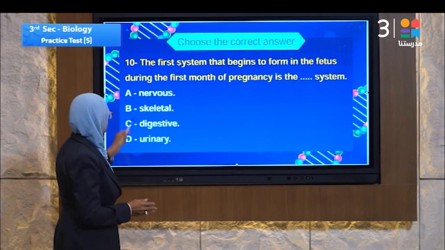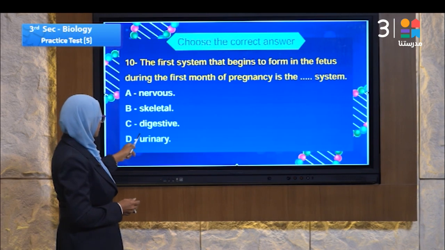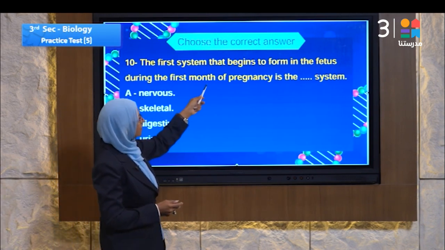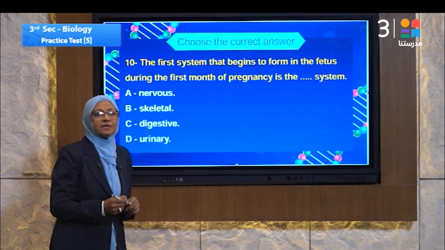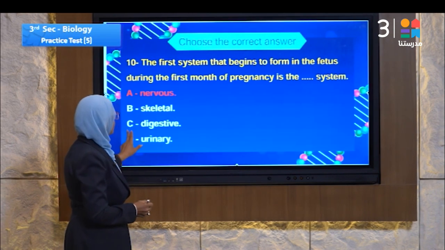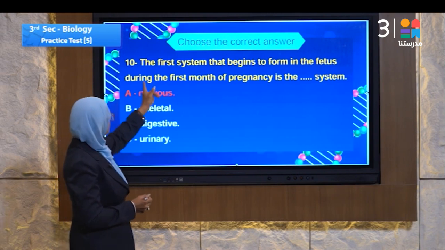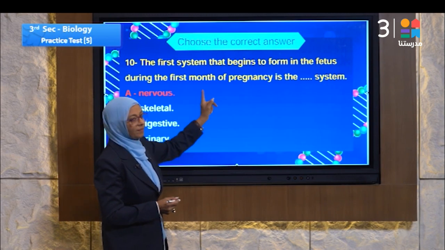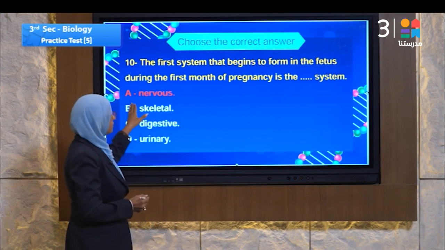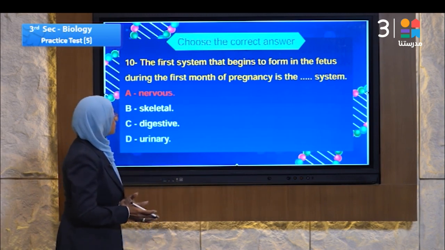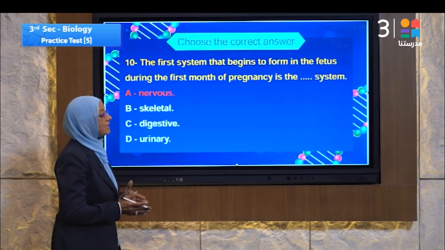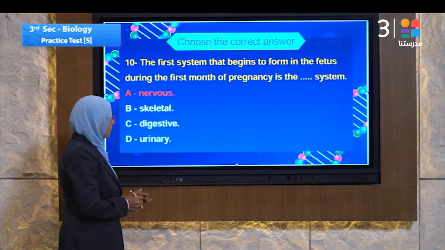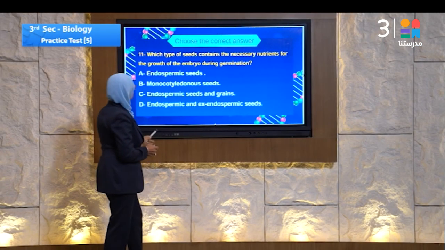Let's read it. Nervous, skeletal, digestive, urinary. Which of them is the first system to develop? It must be the nervous system. The nervous system is the first system at the first month of the pregnancy. So here we speak about the development of the fetus. The first system is the nervous system. Let's go to question number 11.